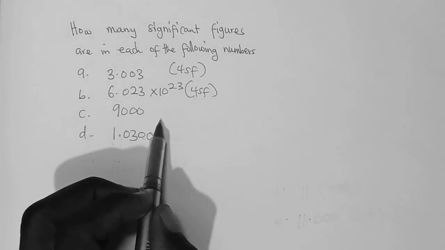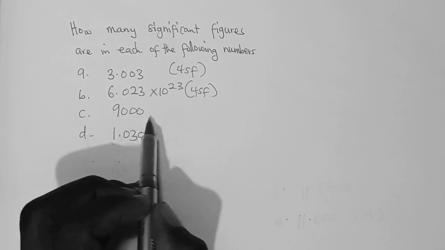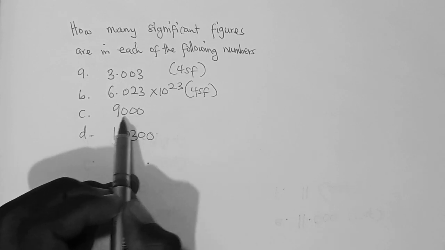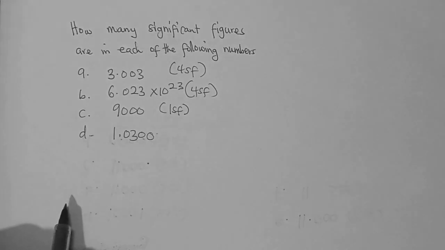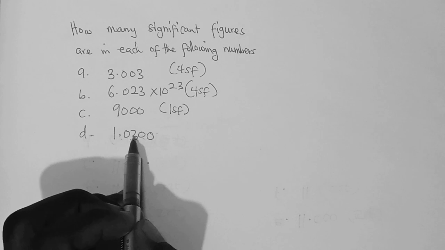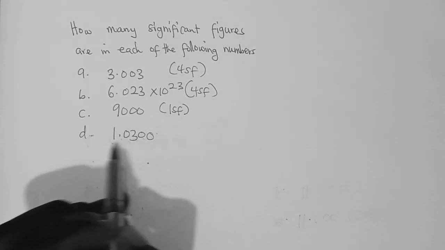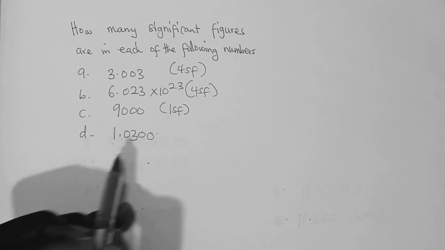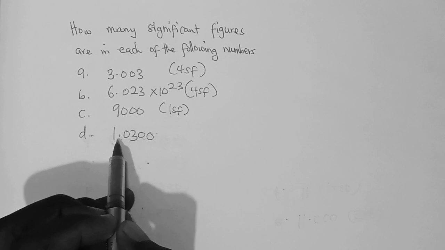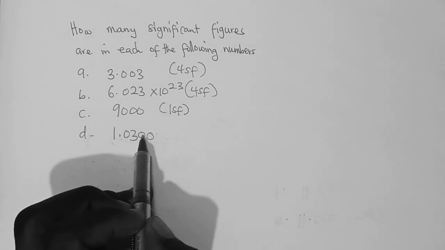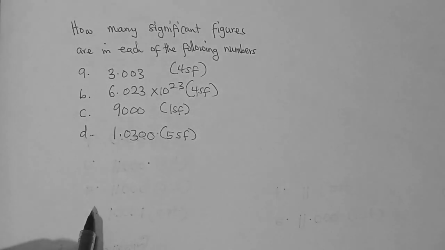Then here is 9,000. Now these are trailing zeros. So trailing zeros without a point are insignificant, and therefore here is only one significant figure. And here is 1.0300. So anytime you see a point in a number, then all the trailing zeros become significant. So here becomes 1, 2, 3, 4, 5. So here's 5 significant figures.